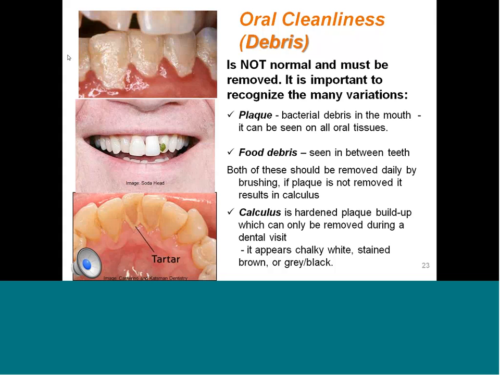Food debris is stuck between the teeth in the mouth. It can also be brushed off with daily oral care. Calculus, a more tenacious form of plaque, requires regular dental visits to be removed. If plaque is not removed, it could result in calculus.